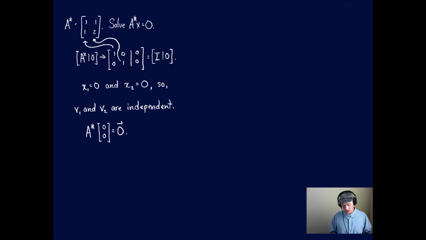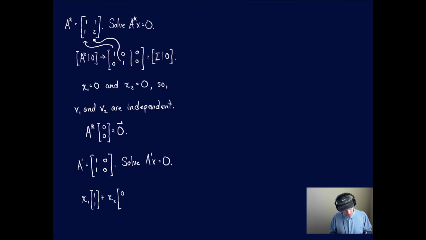Now, let's try another one. I'm going to call this one A prime. So A prime is the matrix of (1, 1), (0, 0). And we're going to do the same thing. Solve A prime x equals 0. Well, I want to solve this both ways. First off, if I write this as a linear combination, I get x1 times (1, 1) plus x2 times (0, 0). And somehow this has to equal (0, 0).